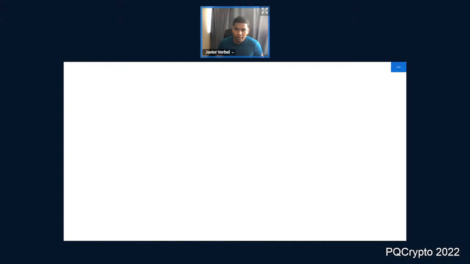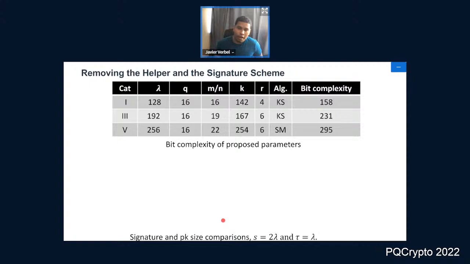We propose three parameter sets for our scheme, all of them achieving NIST categories of security: one for category one, one for category three, and one for category five. These are basically the parameters we propose.